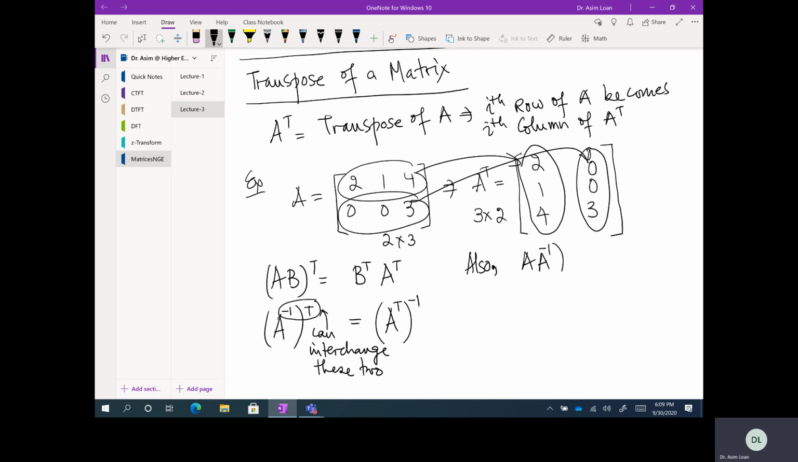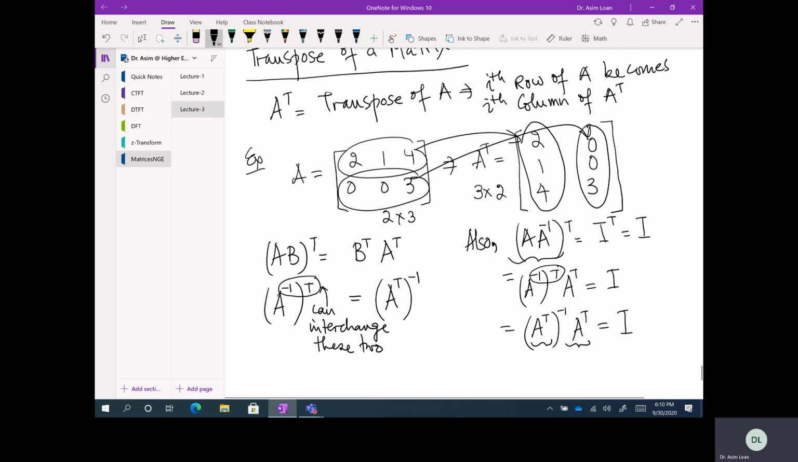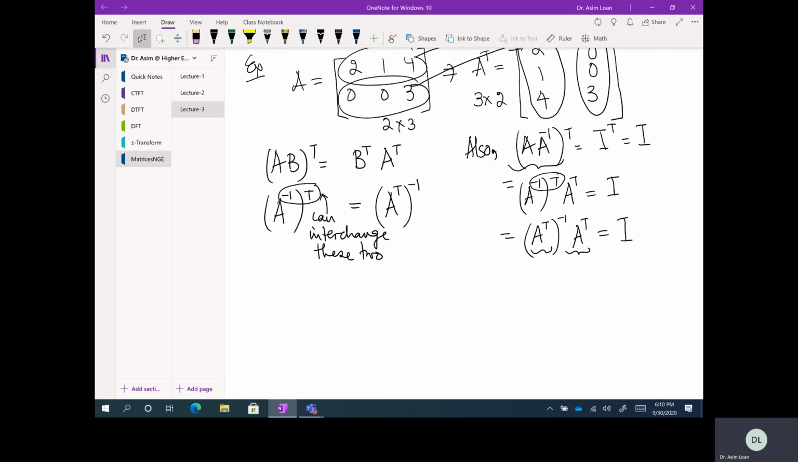Also, A times A inverse whole transpose is equal to I transpose, which is equal to I, since the identity is a diagonal matrix and its own transpose. But this one is equal to A inverse transpose times A transpose equals I. So you can always interchange this, so it becomes A transpose inverse times A transpose. And obviously this is equal to I, because this is the inverse of the other matrix. Also, A transpose IJ equals AJI.